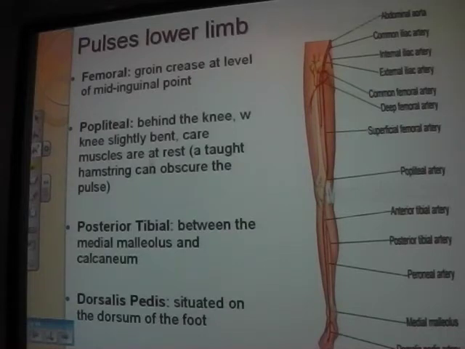The popliteal artery is quite difficult to feel. If you can actually feel it, in a clinical situation, not in an OSCE, it can be indicative of a popliteal aneurysm. So usually the popliteal artery is very difficult to feel.